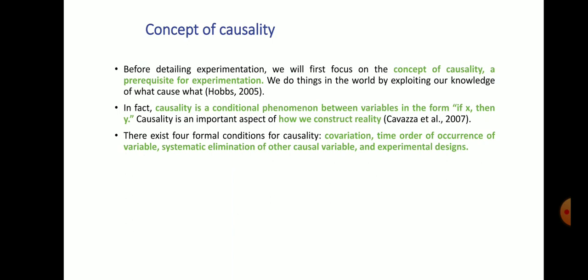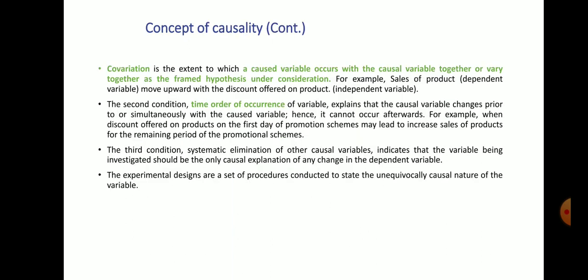Causality. What is the concept of causality? It is a pre-requirement of the experimentation. Causality explains the phenomenon that variable x occurred because of y. There are four conditions that explain causality in detail. First, covariation, which means cause and effect, the identified dependent and the independent variable, occur together. Sales of the product increase as soon as the discount is offered.